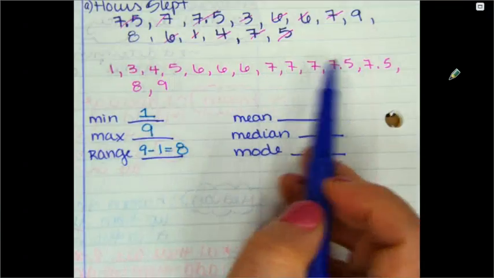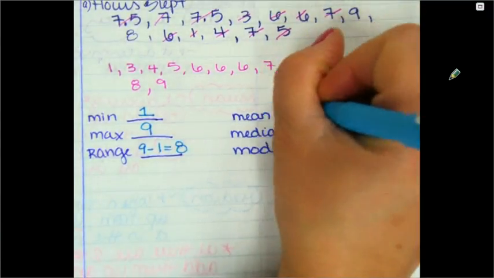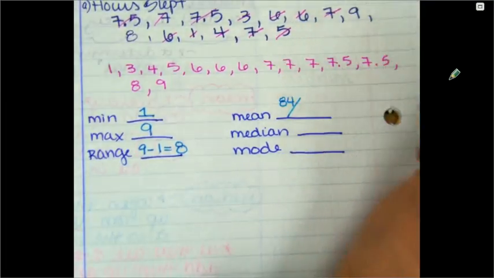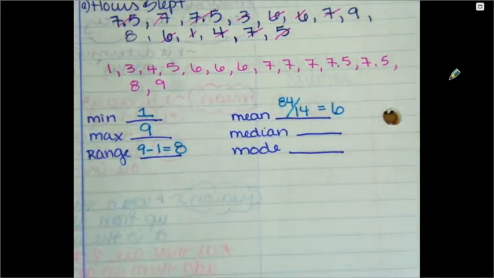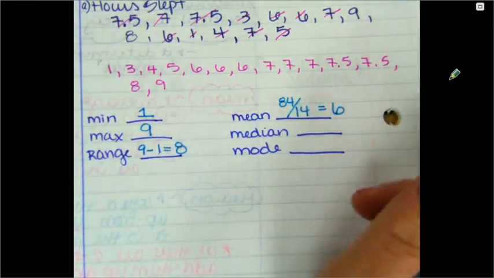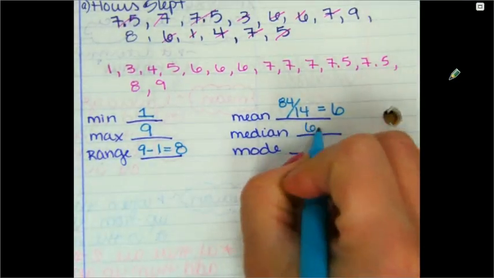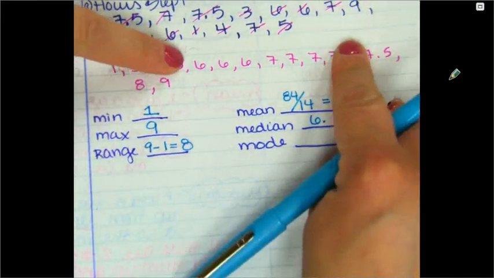Add these up. Divided by what? 14? Yeah. That's not what I asked. I asked what's the top number. Equals 6. Yes. Median. 6.5? I'm trusting you. 13 divided by 2, that's 6.5.